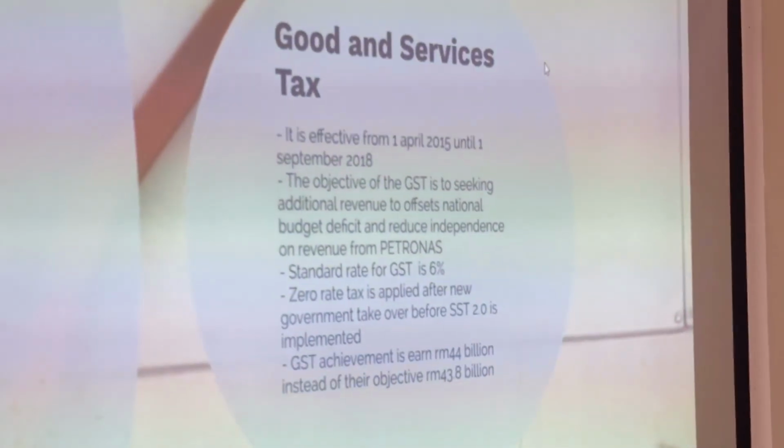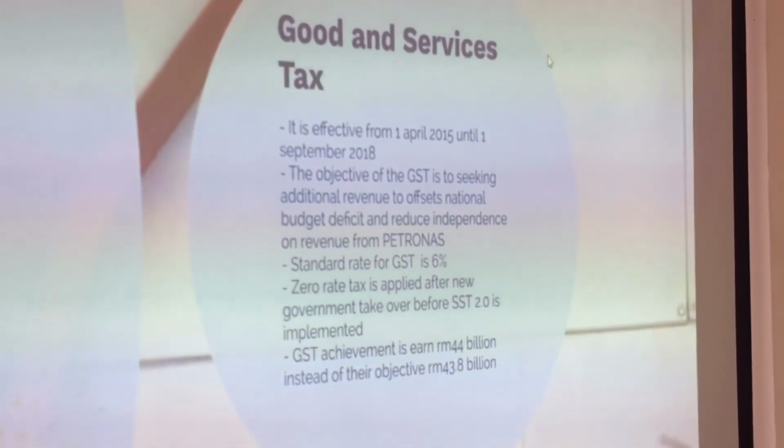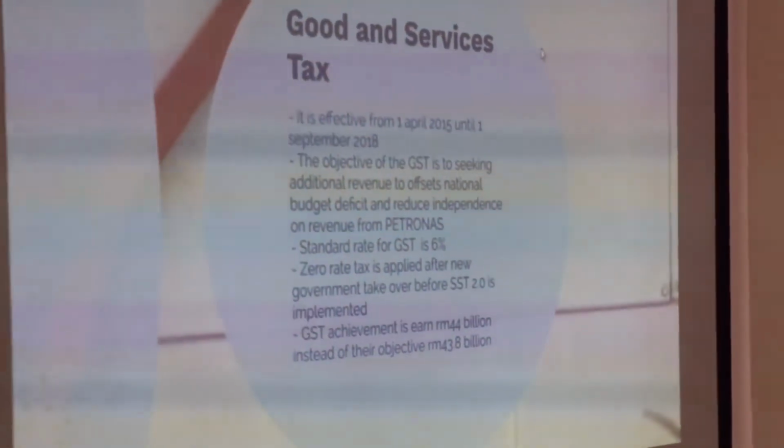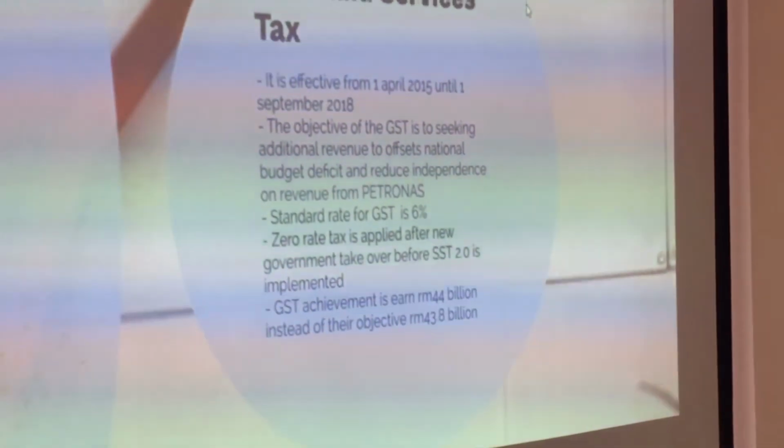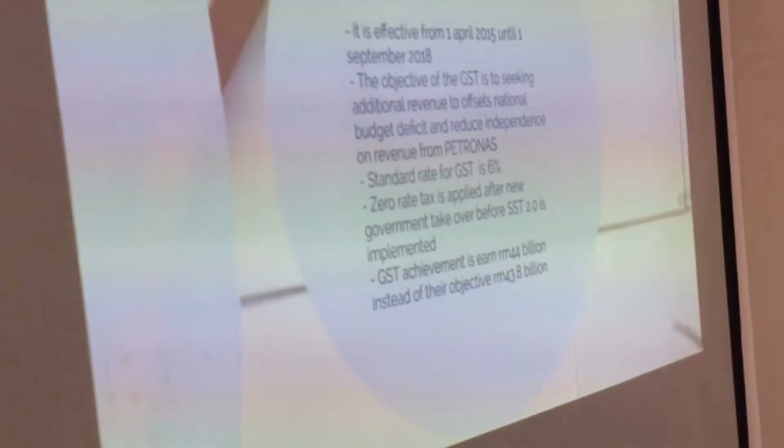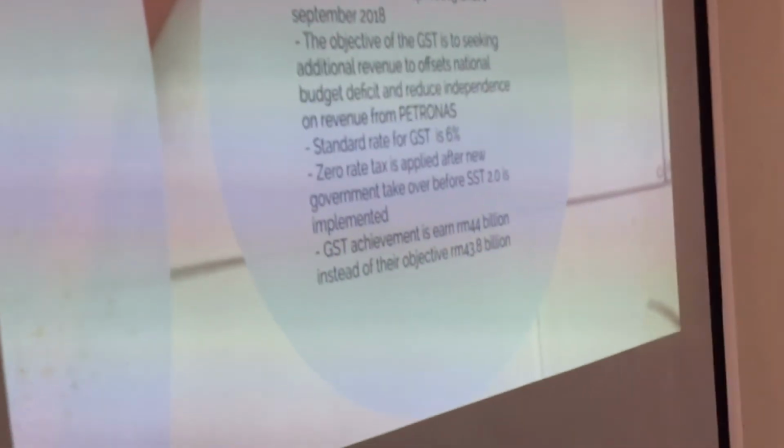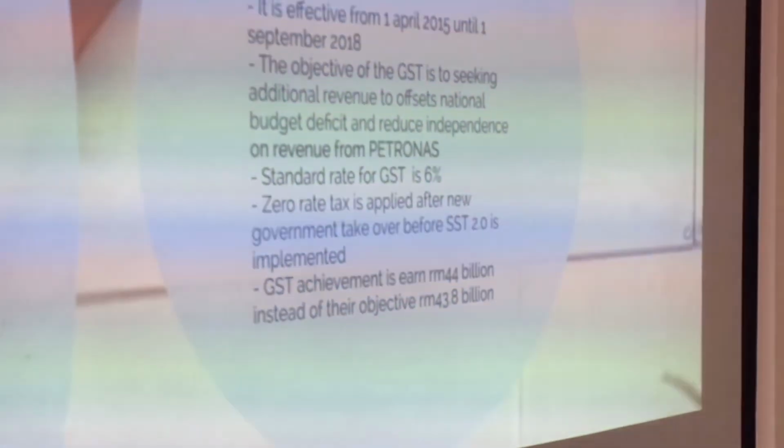The standard rate for GST is 6%, but after the government changed, the zero rate tax was applied after the new government took over, before SST 2.0 was implemented. So in the end, the government achieved 44 billion instead of their objective to earn 43.8 billion ringgit.